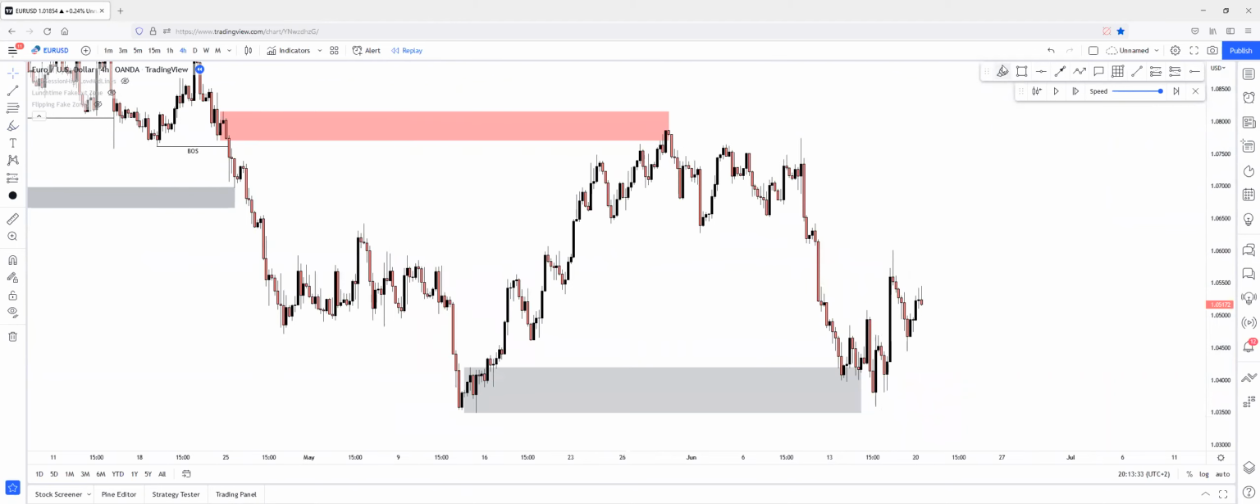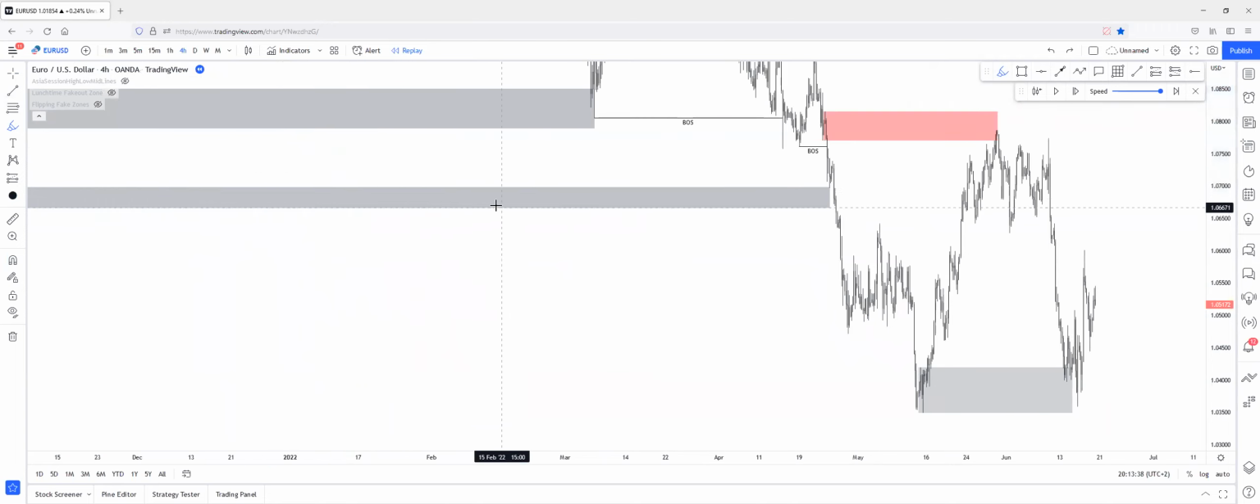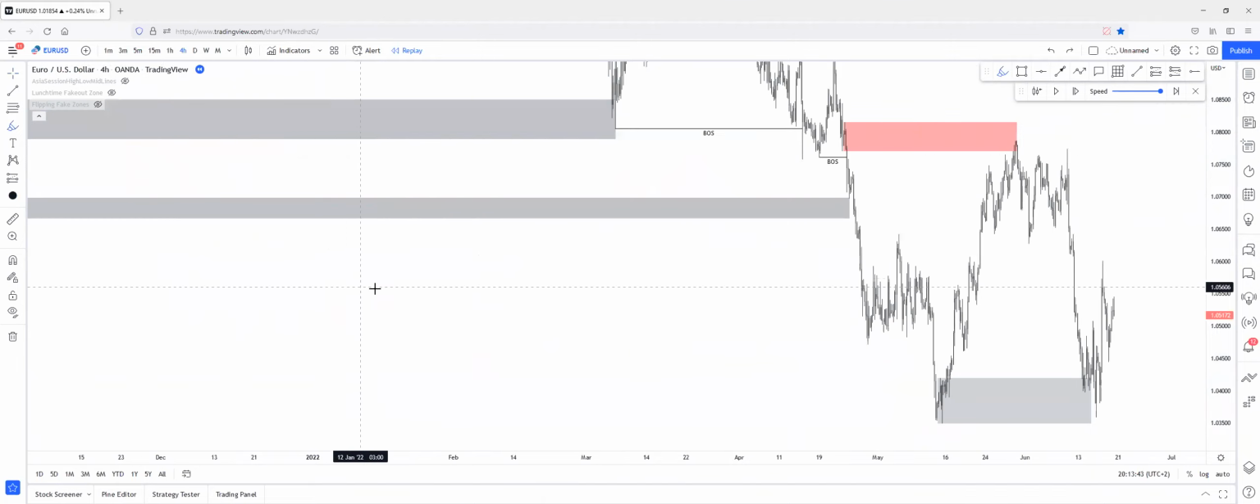We can see that this region was pre-marked from months ago, so I just kept it on my chart. We can see that price has broken below the demand zone at this region. Let me just find the demand zone.